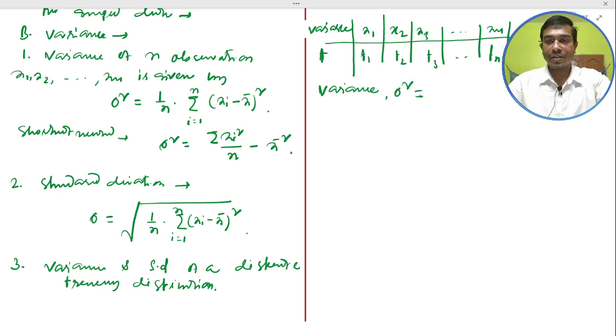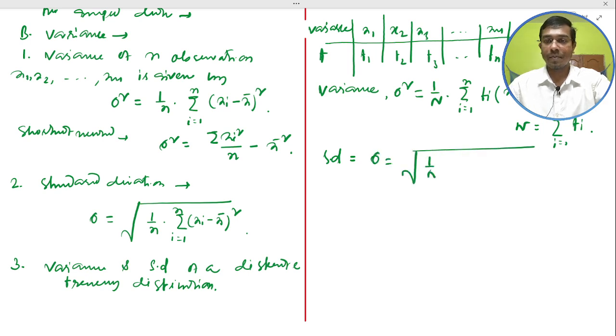Number 1, the variance. Variance is basically sigma square equal to 1 by n into the summation over i equals 1 to n of fi into xi minus x bar, whole square, where n equals the summation over i equals 1 to n of fi. Next, the standard deviation is the square root of 1 by n into the summation of fi into xi minus x bar square. This is the standard deviation.